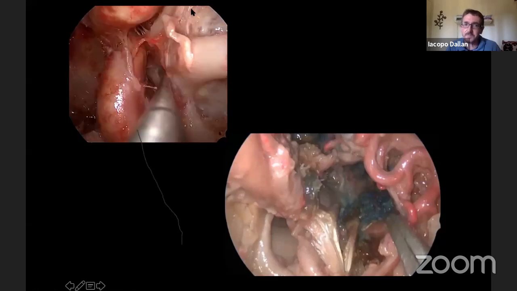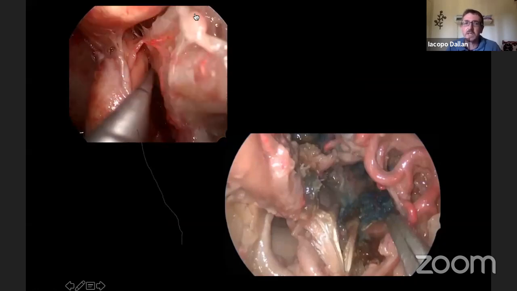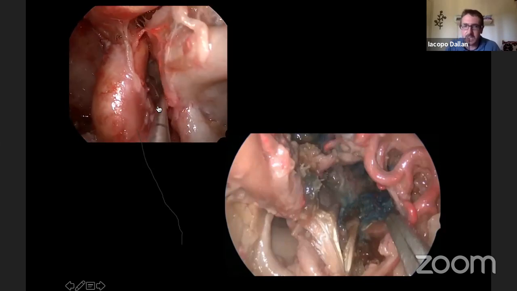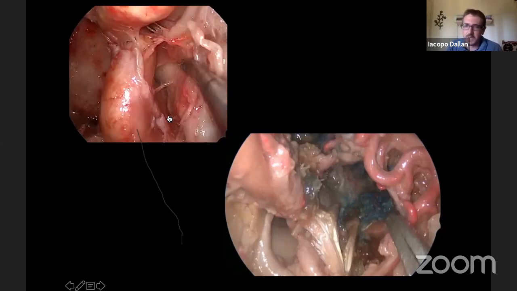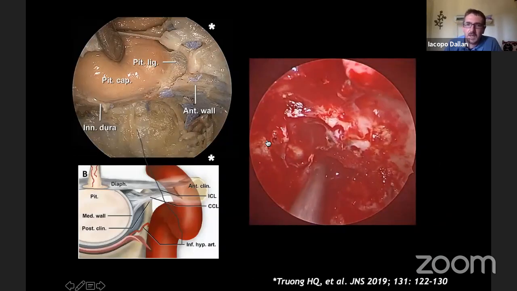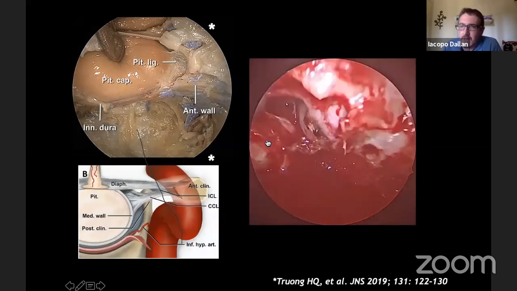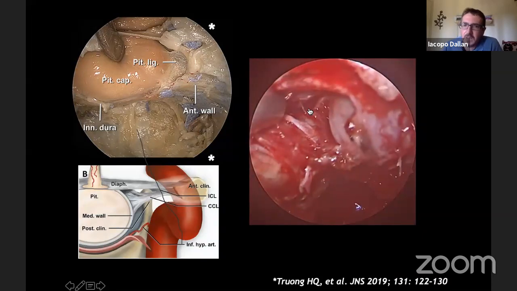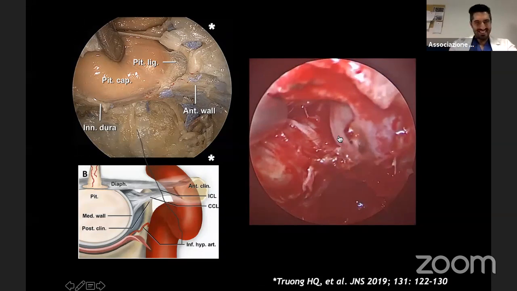V2 here, V1 is not so easily seen here. Here you are going to see the Meckel's cave on the top of the petrous apex. Is it okay for you? Okay, perfect. Okay, this is what I told you.